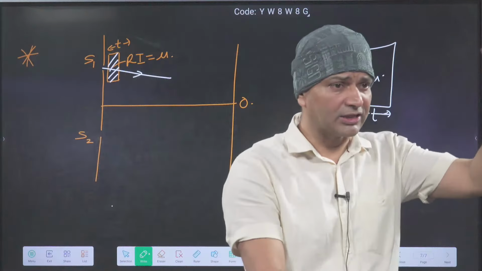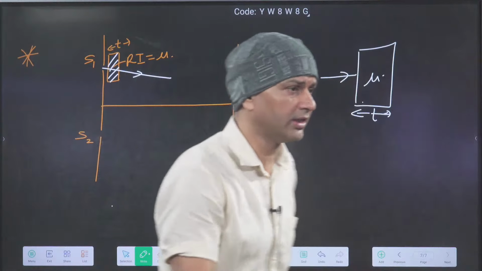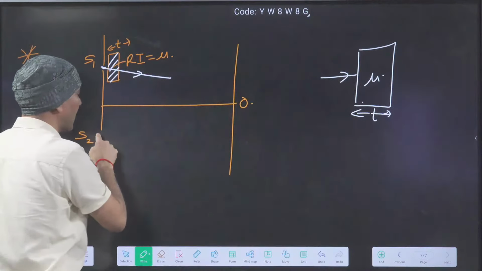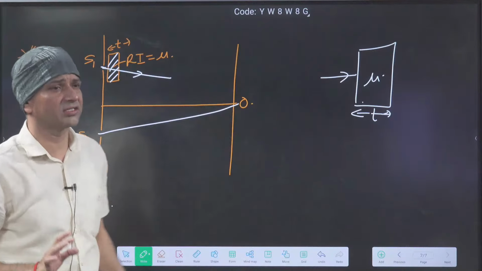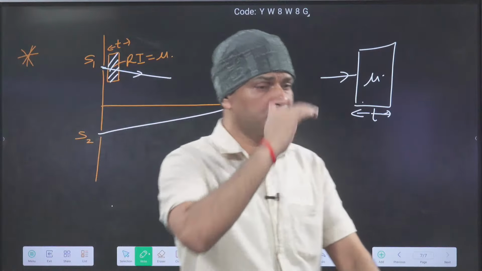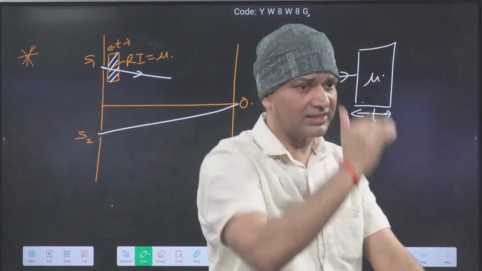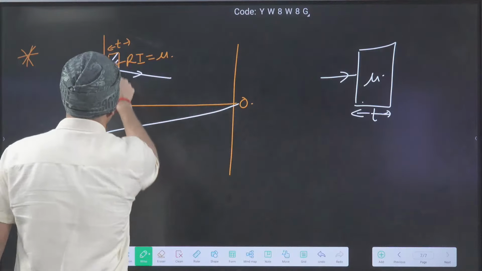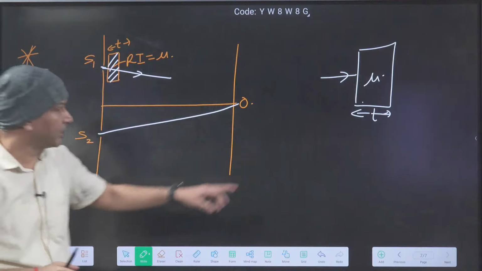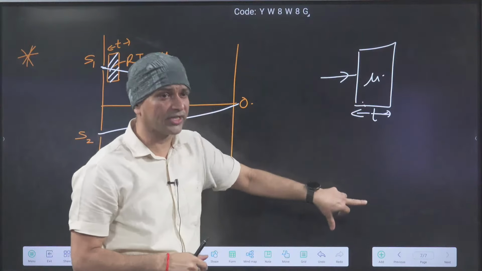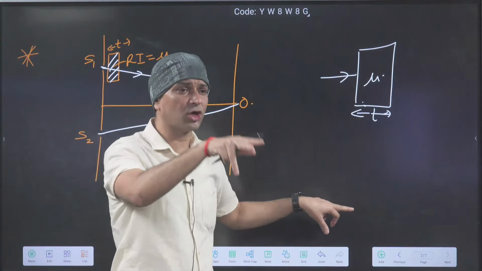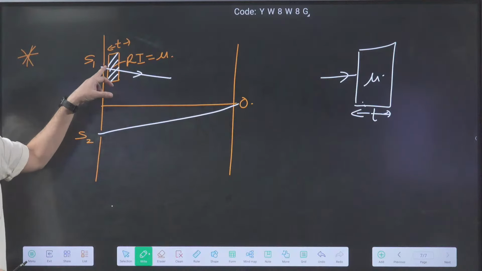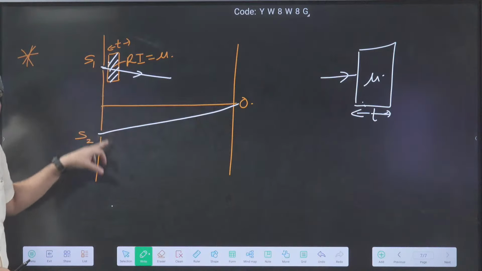So when the wave is traveling through this slab, the rest of the distance is in the air, for S1 also and for S2 also. So first we will write both distances in air. Only this slab will create the difference. If the light travels T in the slab, then the corresponding air distance is the optical path. What is the optical path? Mu T. So here the air distance is mu T.